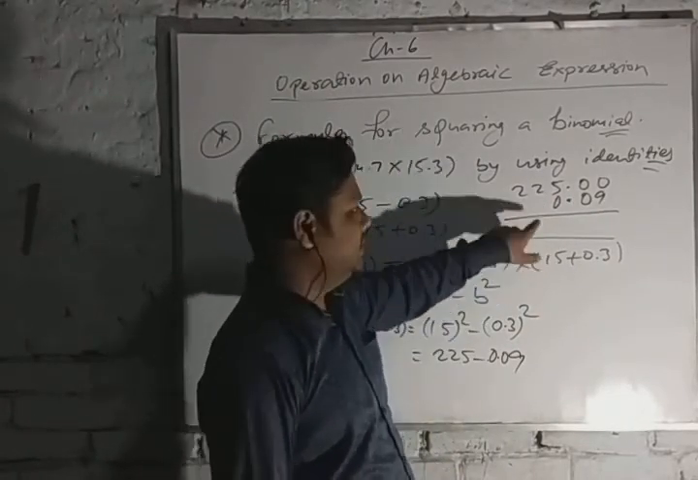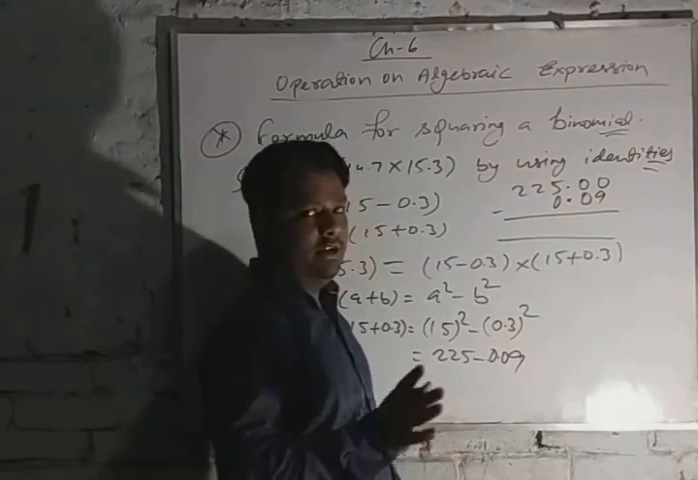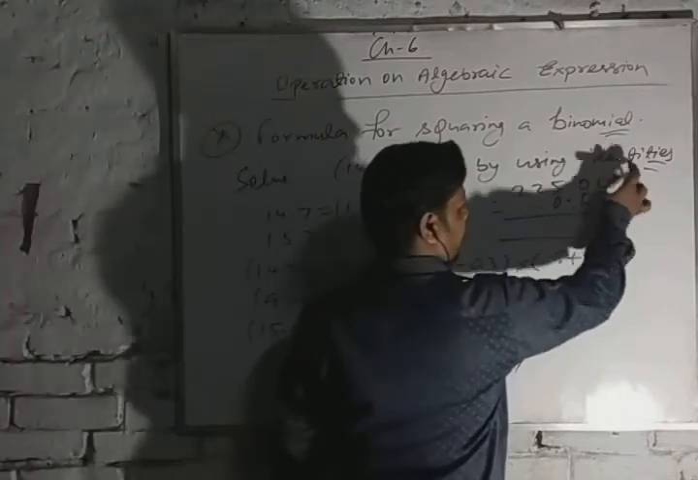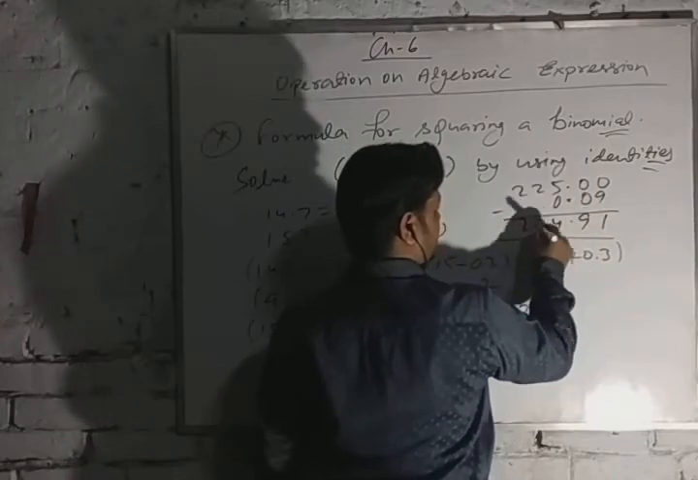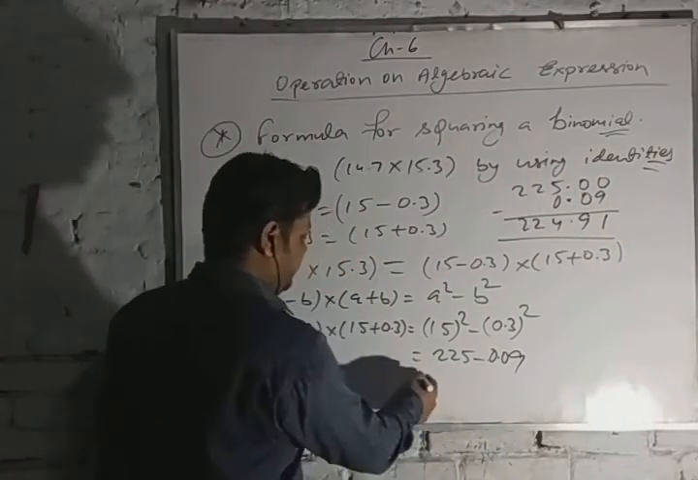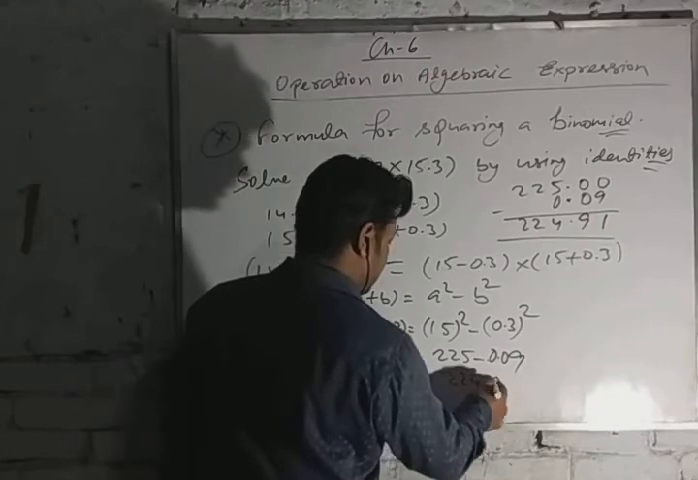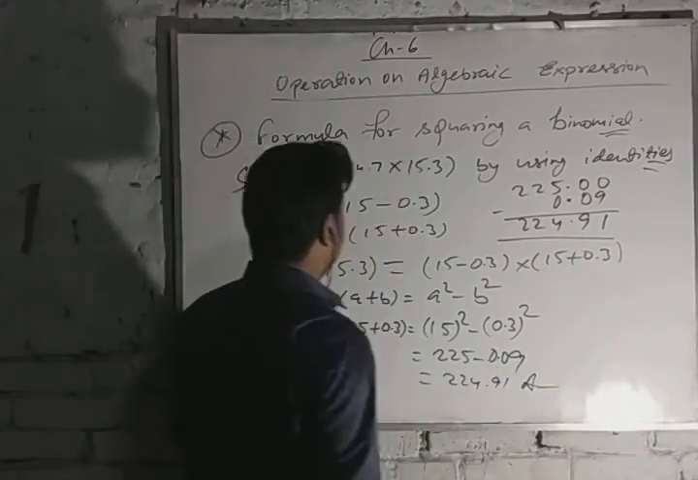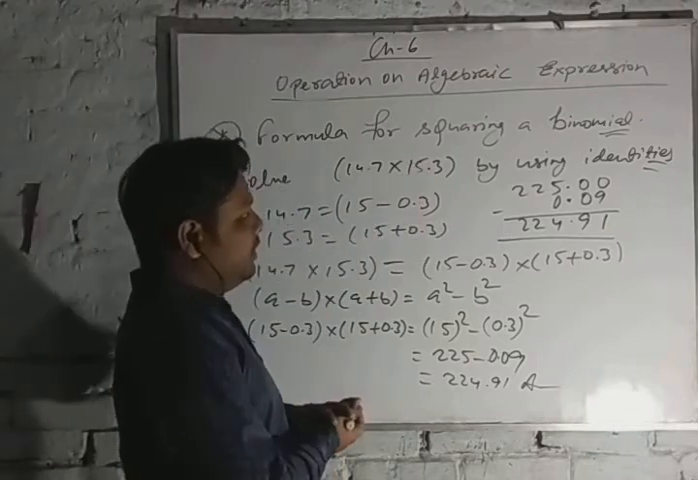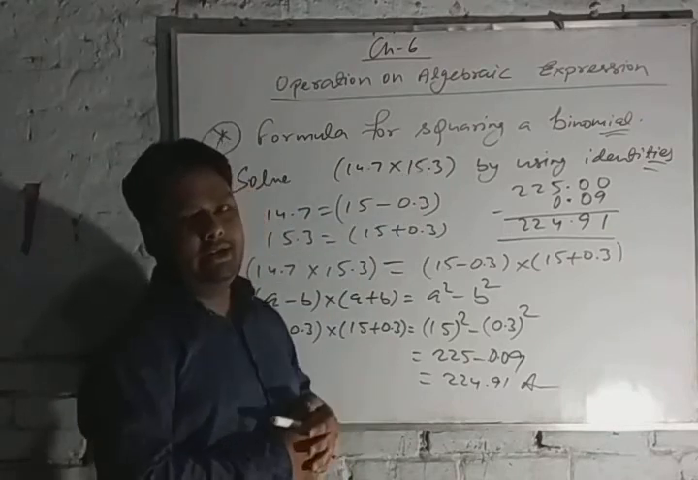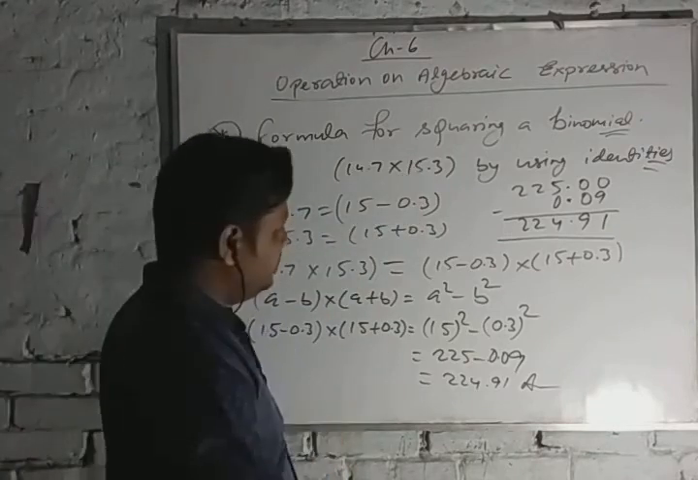You have studied this in class 7. Now carry 10 minus 9, 1. Here 9. Then 4. 224.91 will be our answer. So like this we will solve any question of multiplying binomials by using identities. Okay.